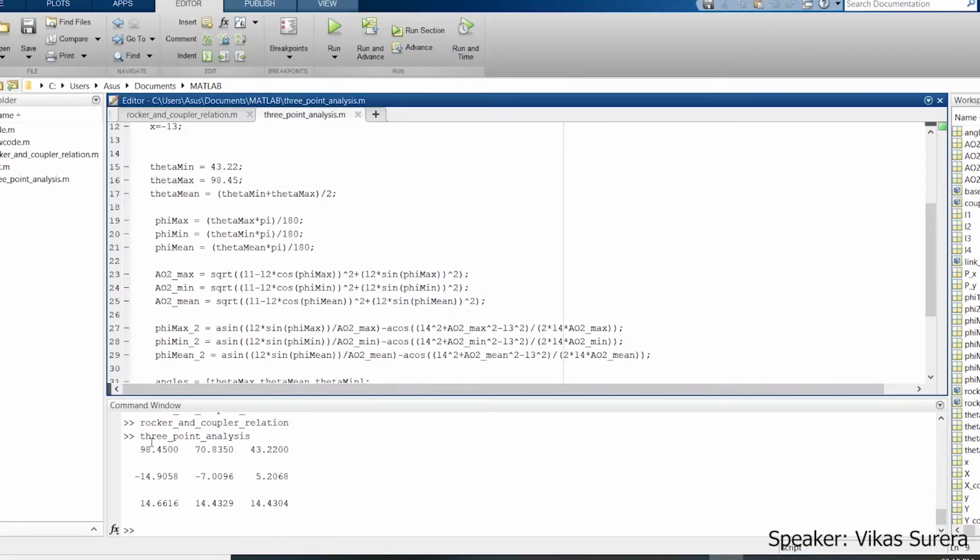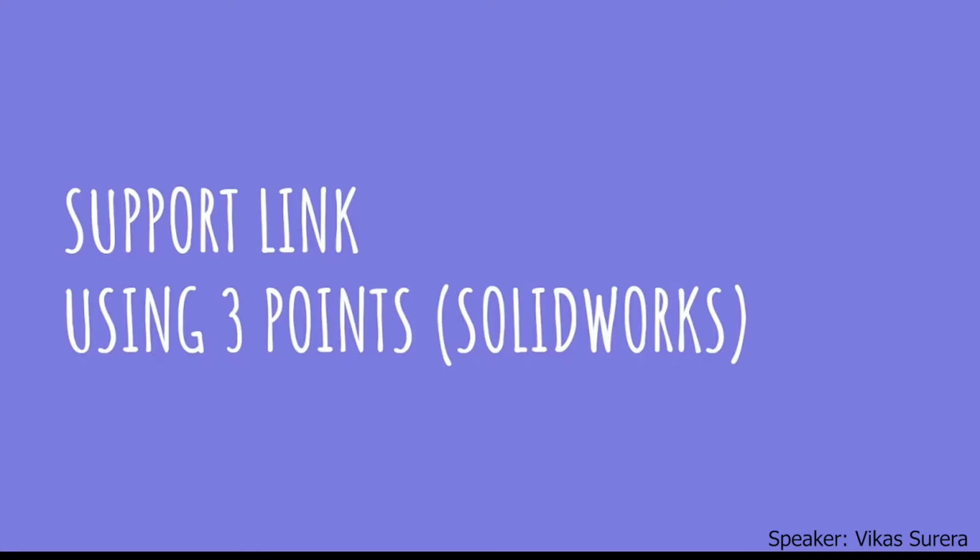For the angle 98 degrees, the x coordinate is this and the y coordinate is this. For 70 degrees, x and y are these. For 43 degrees, x is this and y is this. Moving to SolidWorks for the synthesis of the support links.